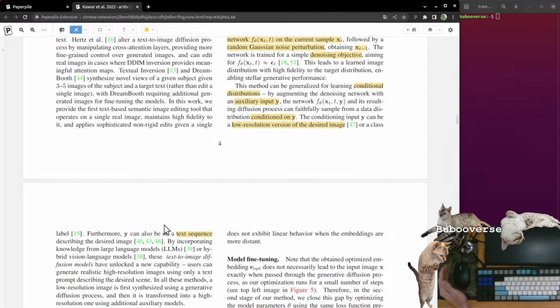or specifically an encoded text sequence. So you take the text, you tokenize it, you encode it with whatever large language model you want to use. Hybrid vision language models, text-to-image diffusion models.